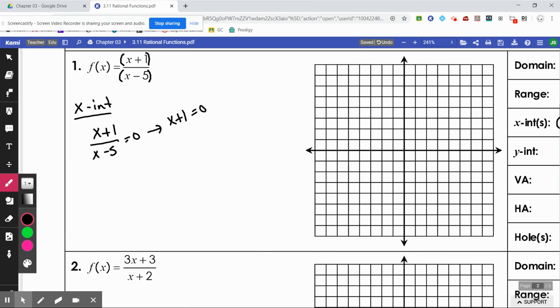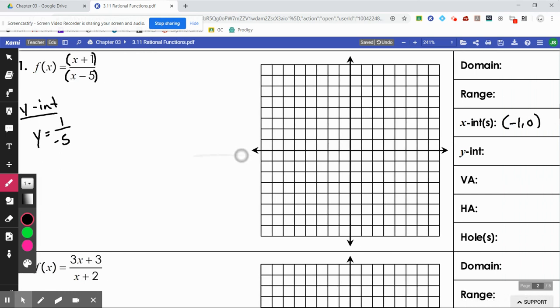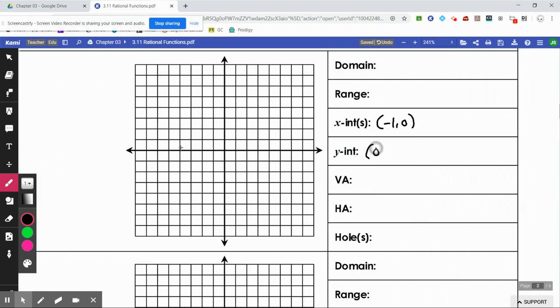Your y-intercept, in order to find a y-intercept, let me erase all this. You have to plug in 0 for x. So your y-intercept would be y = (0 + 1)/(0 - 5). You have a y-intercept at -1/5. That's going to be (0, -1/5). We can go ahead and plot those 2 points. Here's your x-intercept, and your y-intercept is going to be somewhere right in there.